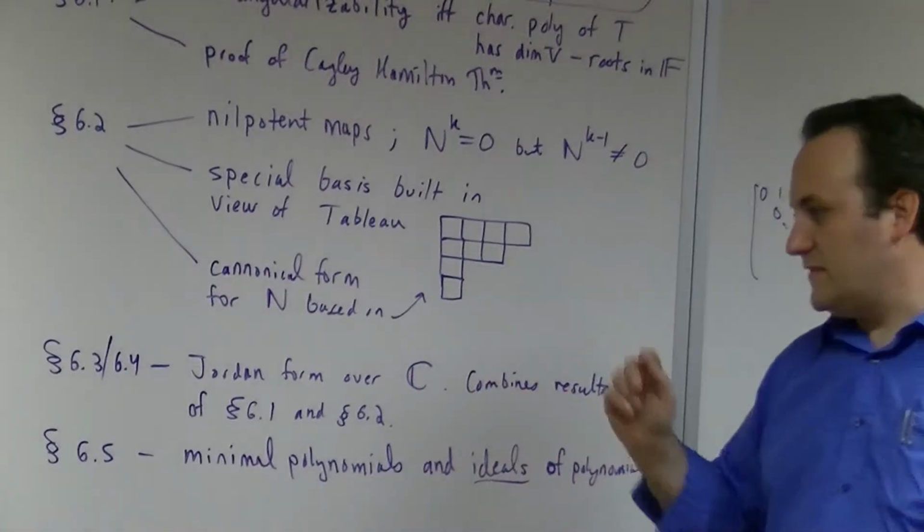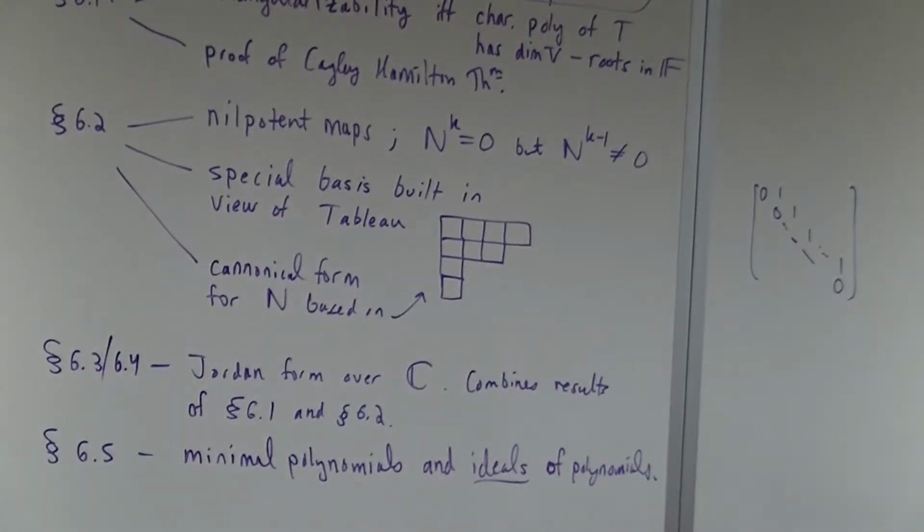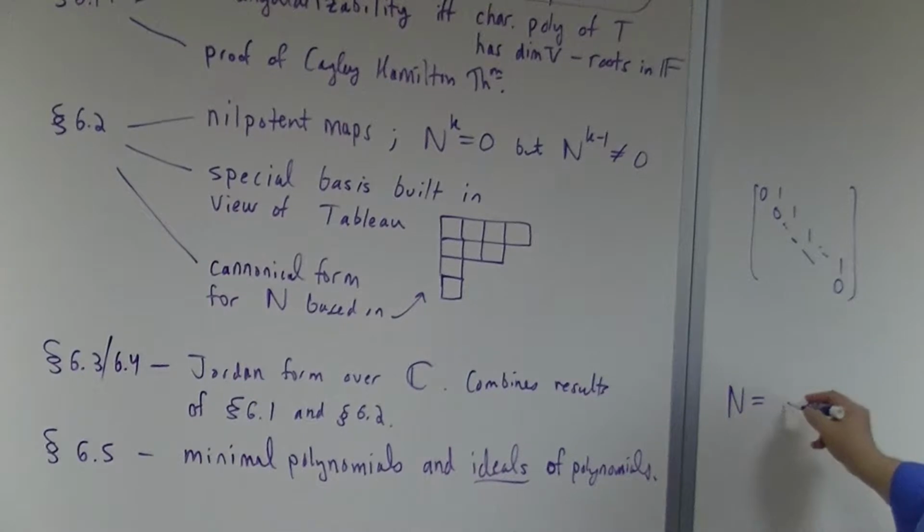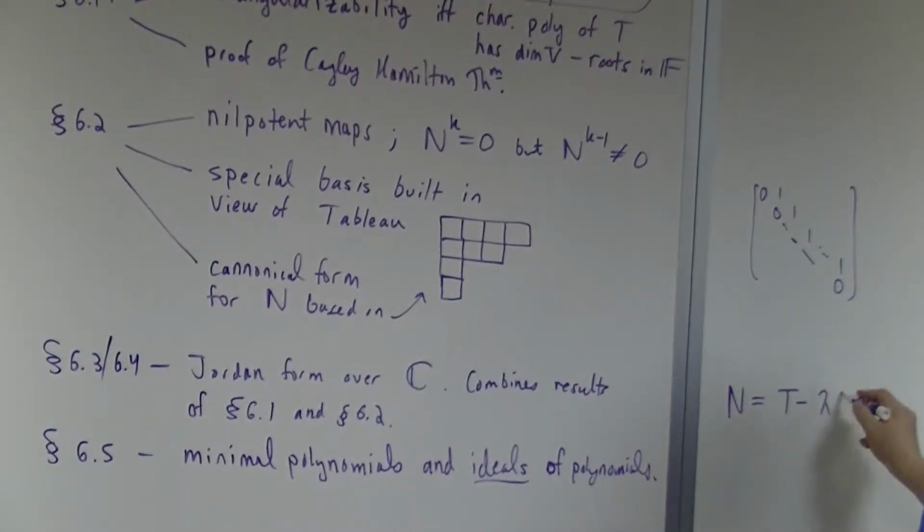And then sections 3 and 4 of chapter 6 define the Jordan form. Basically, the argument goes something like this, though it's not quite accurate: you look at t minus lambda I, at least the restriction of t minus lambda I to a particular subspace, which is nilpotent. And since it's nilpotent, you can apply the result of section 6.2.